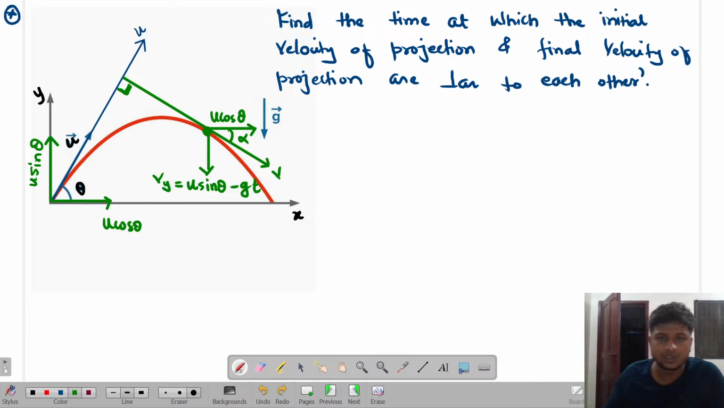With the help of this diagram, you can see that our final velocity makes a perpendicular projection at some angle at some time t, and that random time I have to find. So I was asking about this question. Now this question, as I told you, is an exceptional question.